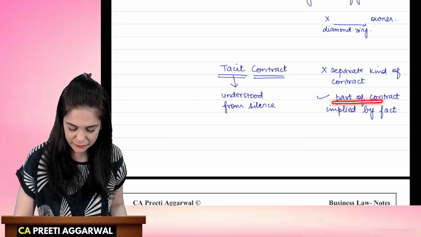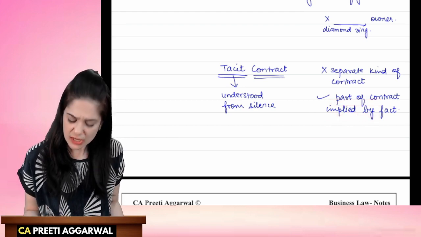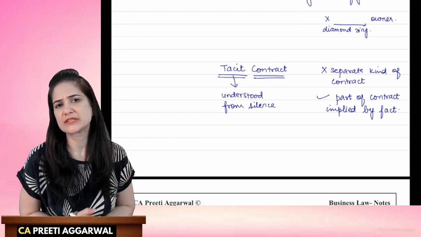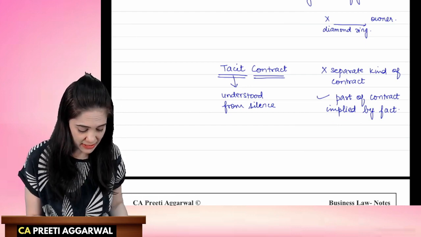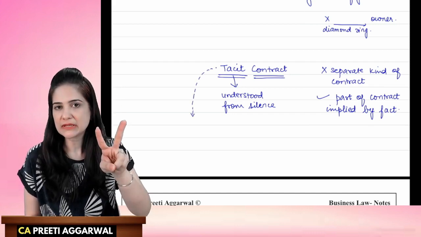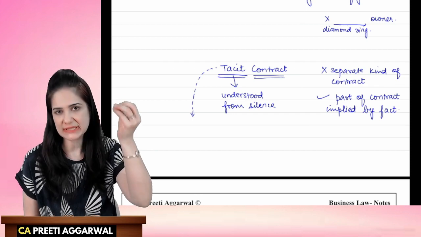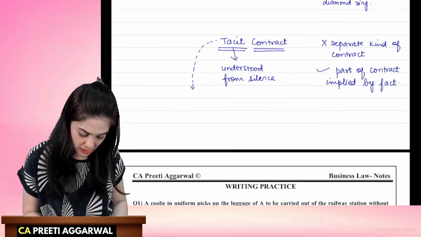It is a part of contract which is implied from the facts and circumstances of the case. So you will not find a separate classification of tacit contract anywhere. This is understood from silence. Now, only and only under these two examples you will consider the option as tacit. Otherwise you will select implied by fact or implied by law.